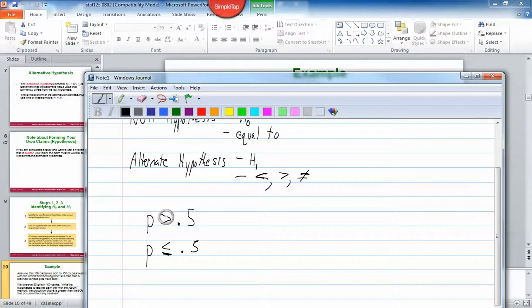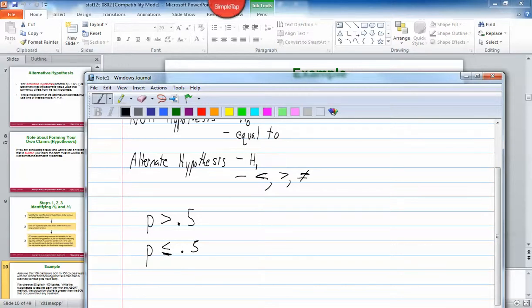When you write down the original claim, you're either going to write it as greater than, less than, or equal to. Then you're going to write down the opposite of that. So if it's greater than, the opposite is going to be less than or equal to. If it's less than, the opposite is going to be greater than or equal to. And if it's equals, the opposite is going to be not equals.